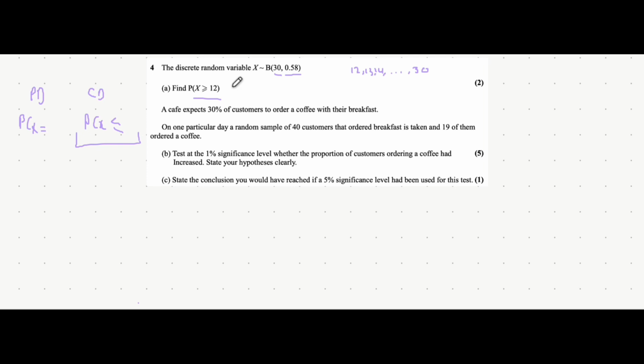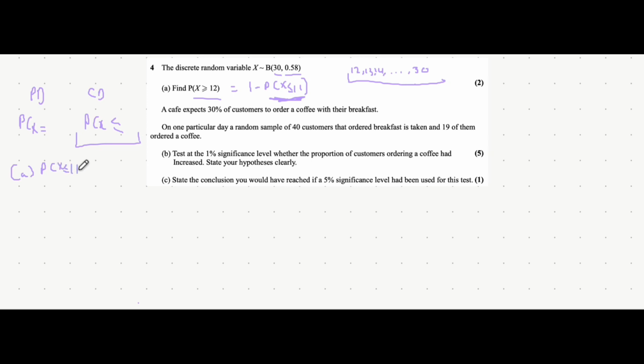What we can say is that that's also the same as 1 minus the probability that it's less than or equal to 11. Because if it's less than or equal to 11, that involves everything except what we want. If we take 1 away from everything that we don't want, we get everything that we do want, if that makes sense. So we're going to use the binomial CD function and find the probability of X being less than or equal to 11 first. Let's do that.